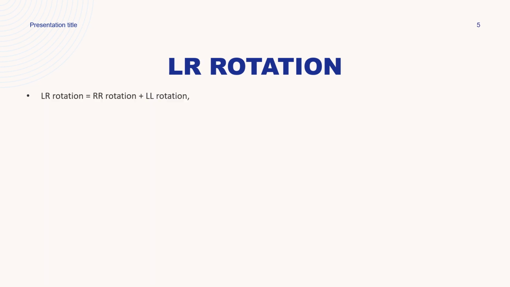Now the LR rotation. LR rotation is the combination of the left as well as right rotation. Because here we are performing both right and left rotations, it's called a double rotation. Double rotations are a bit tougher than the single rotation explained in the previous slides. Now let's take the example. This is an unbalanced tree which has a balance factor of 2. First RR rotation is performed on the subtree, and then LL rotation is performed on the full tree.